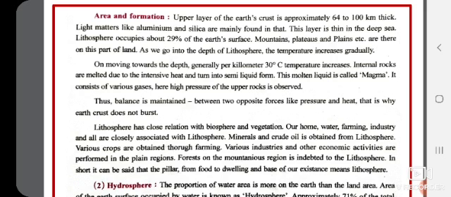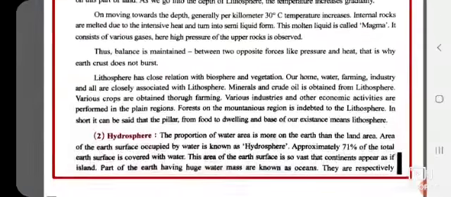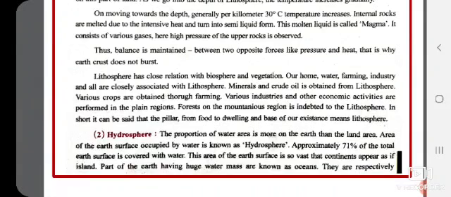Mountains, plateaus, as I told, plains etc. are there on this lithosphere, and as we go to the depth of the lithosphere, the temperature increases gradually. As we go down, we will find the temperature going high. On moving towards the depth, generally 30 degrees Celsius of temperature increases per kilometer. It increases by 30 degrees Celsius as we go into it.